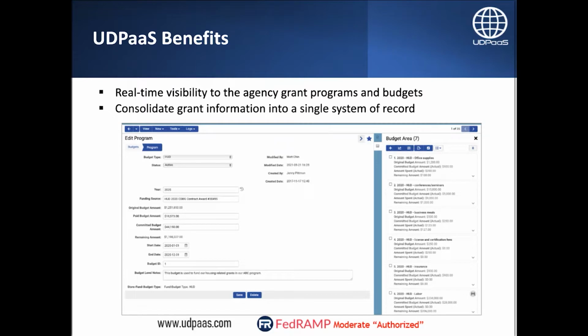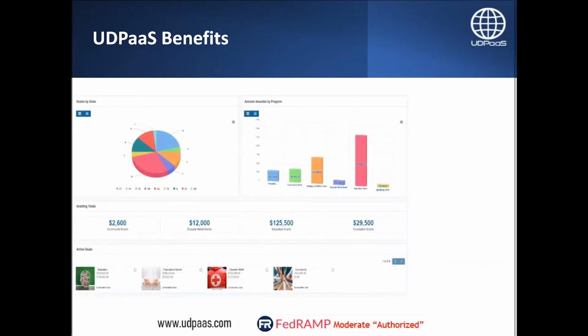Staff with similar roles can step in at a minute's notice if a team member is unavailable, so they can access the data and continue the work. UDPaaS also allows you to manage the grant lifecycle efficiently and effectively.